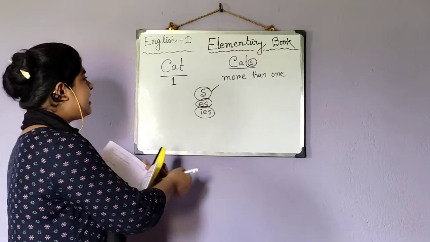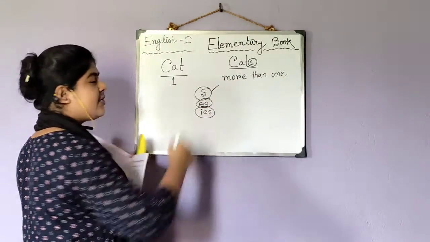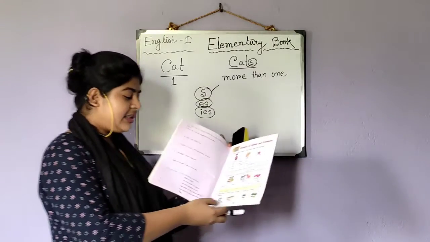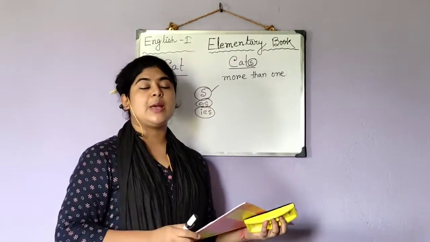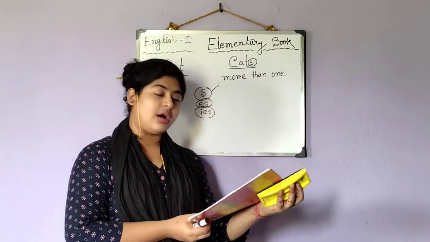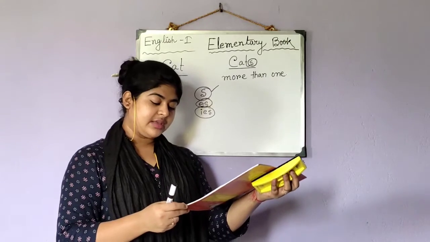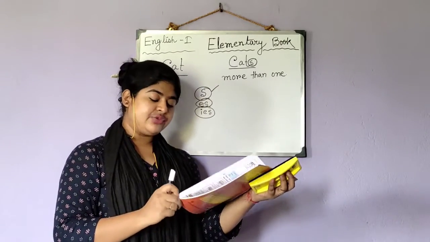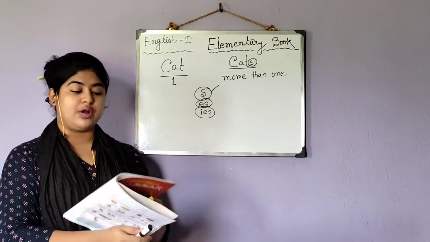So if I write cat, that means one cat. If I write cats, that means more than one cat. Similarly, in this, it is written house, that means one house. But if it is written houses, that means there are more than one house. And similarly, tree and trees. Tree means one tree. Trees means more than one tree.